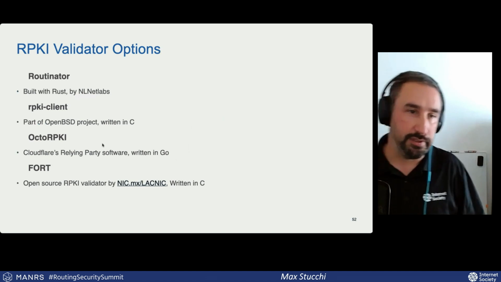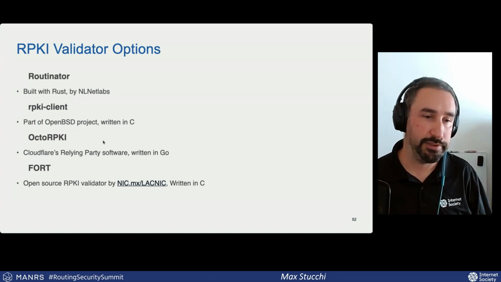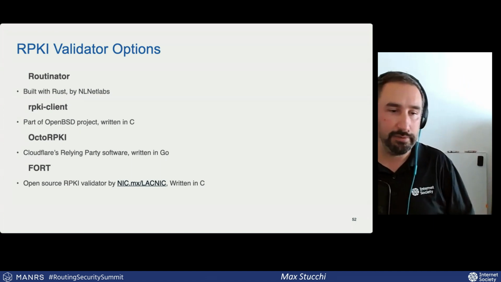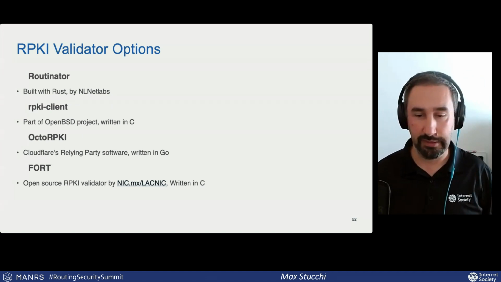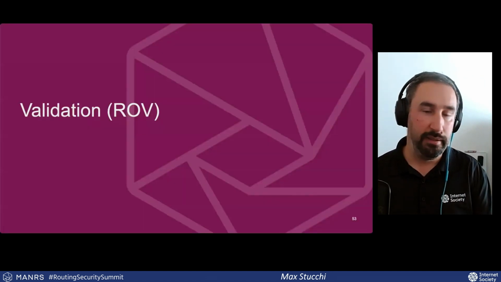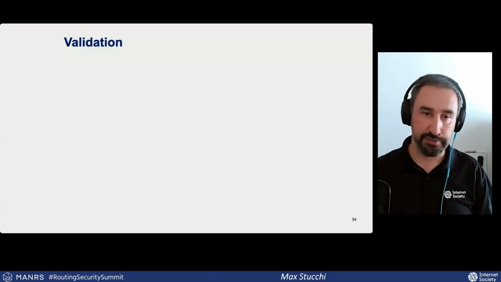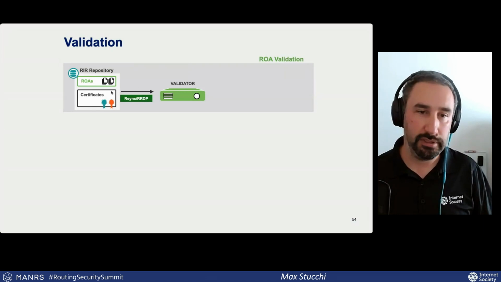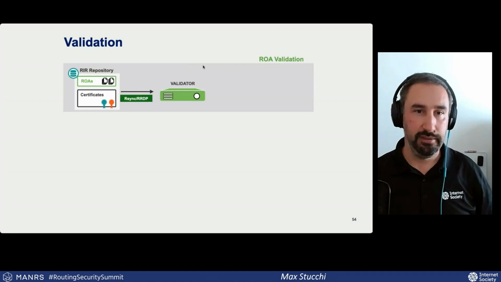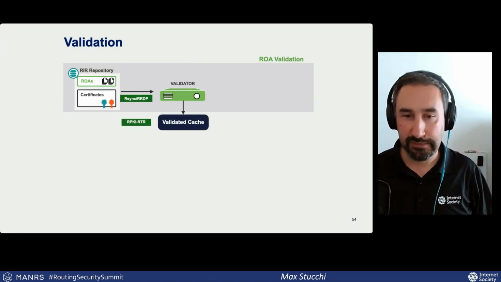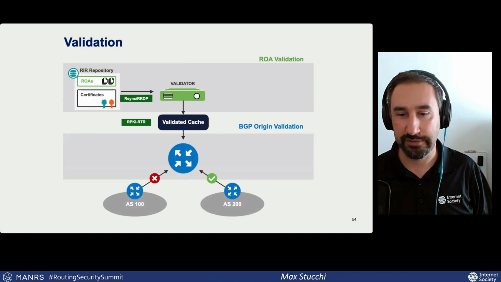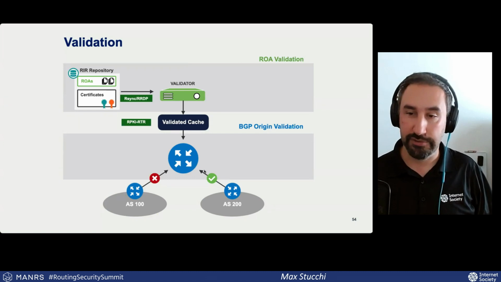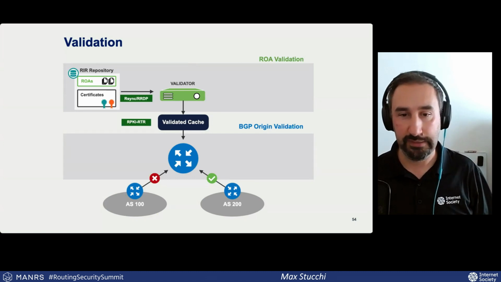So what are the options? You have Routinator, you have RPKI client, which is part of the OpenBSD project. You have Octo RPKI from Cloudflare, and then Fort from NIC Mexico and LACNIC written in C. And then lastly, we put all these pieces together. Basically, you get the validator to get all the data from the repositories, as we've seen a moment ago. Then you generate a validated cache. That validated cache is distributed to the routers. And then the routers make routing decisions based on the data they received from the validated cache.